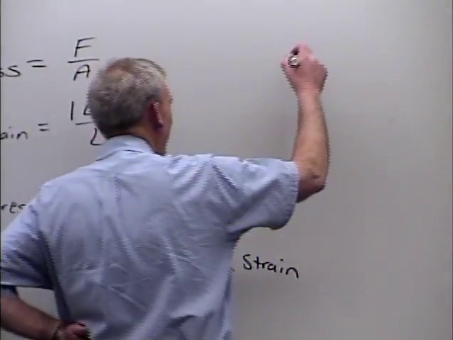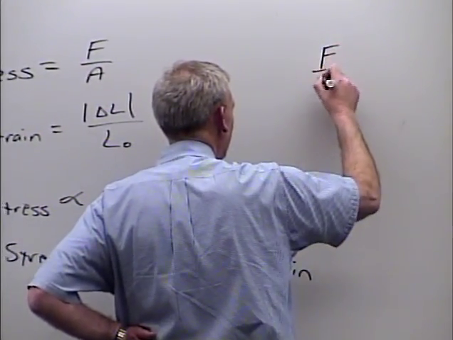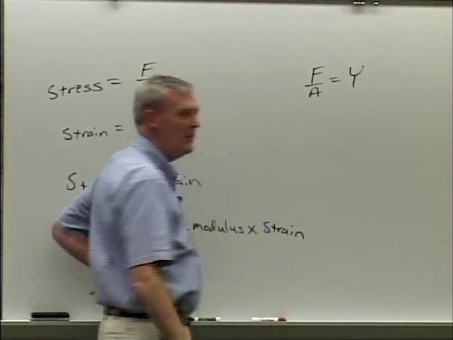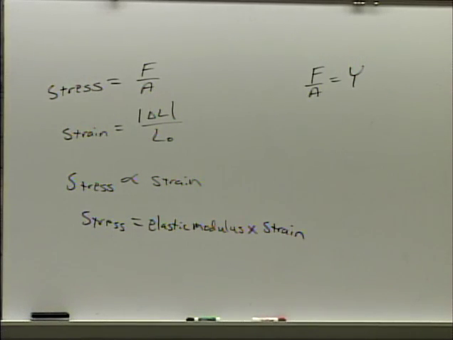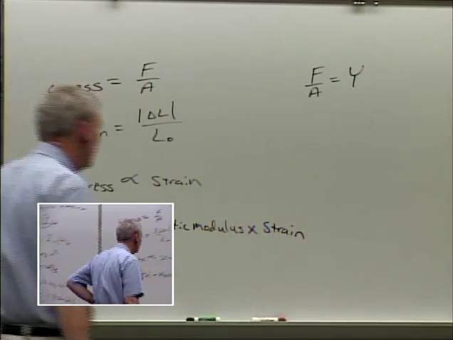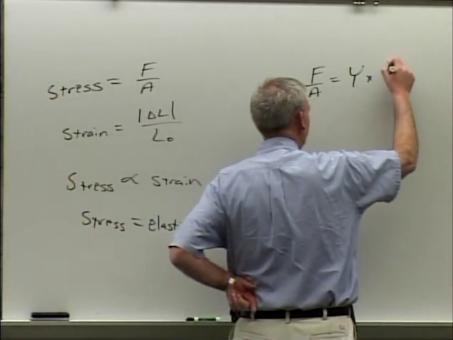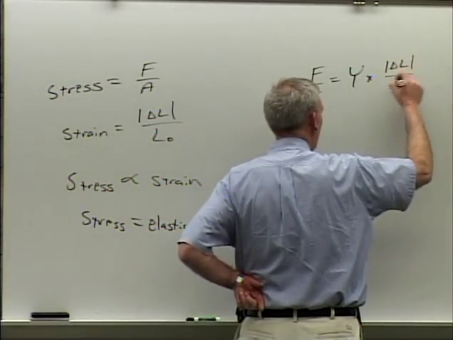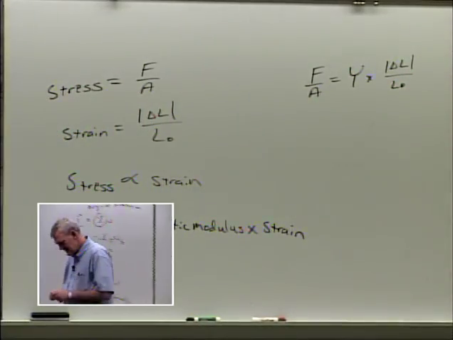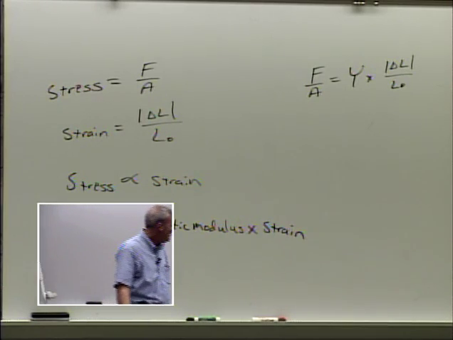So here's what we're talking about. We've got F over A equals the Young's modulus, which you can look up, or it'll be given to you on a test, okay, times the change in L over L naught. Okay? Change in L over L naught. So how hard can this be?